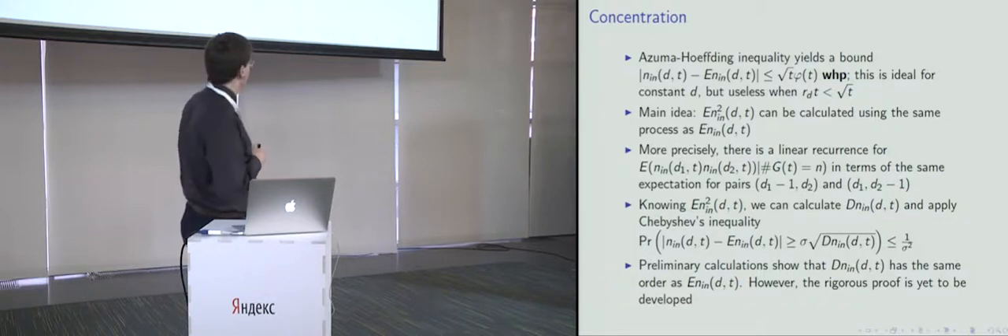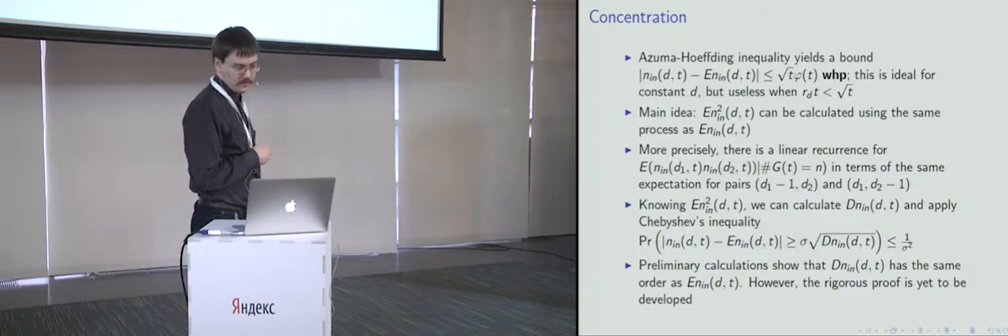Unfortunately, the calculations are quite long, and I have not finished them yet. So only preliminary calculations show that this quantity in fact has the same order as the expectation. So actually, if all my calculations are correct, then the concentration is true until this drops to O(1). That is the first problem, on in-degrees and out-degrees.